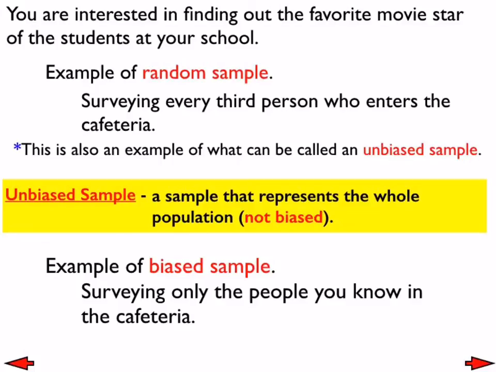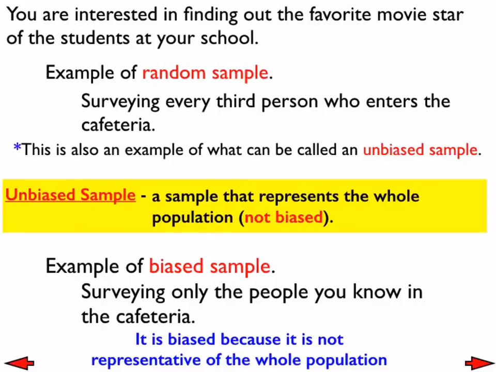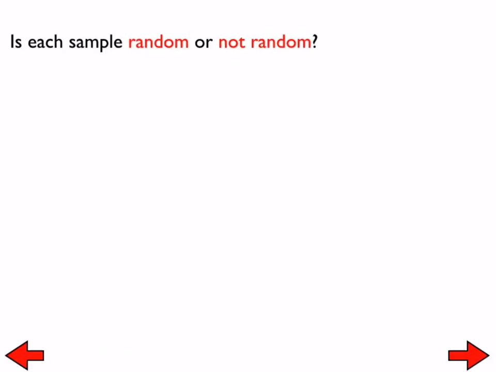All right, so the rest of today is really about giving you a situation, you trying to figure out whether it's a random sample or not, and then some more questions about whether the situation is biased or unbiased. Okay, so just kind of applying the 2 main things that we have learned today. And it is biased because it is not representative of the whole population. That is the surveying only the people you know in the cafeteria.